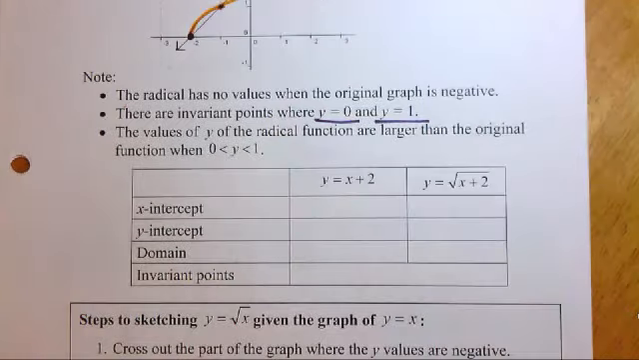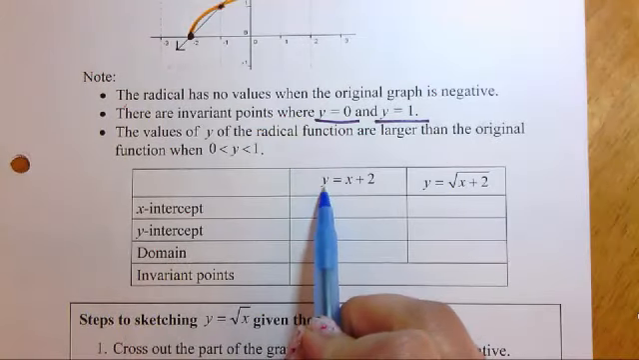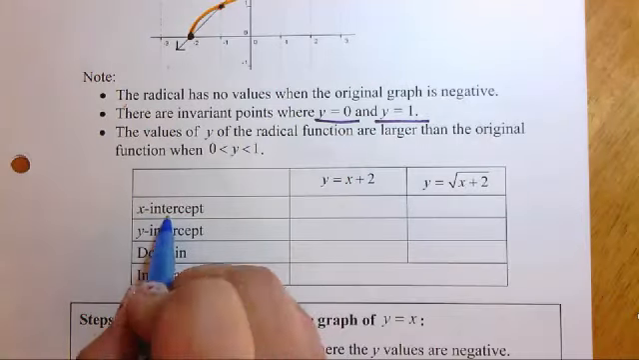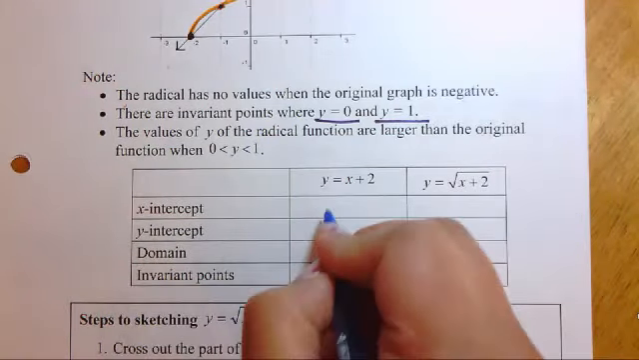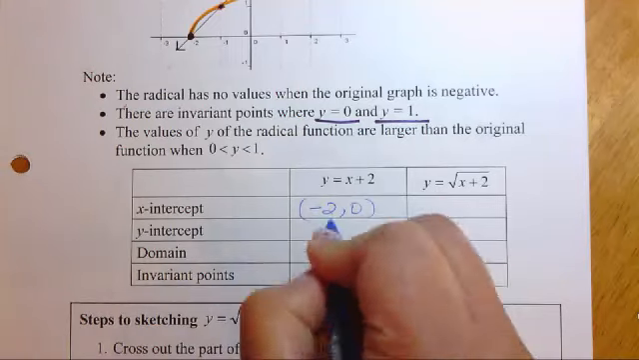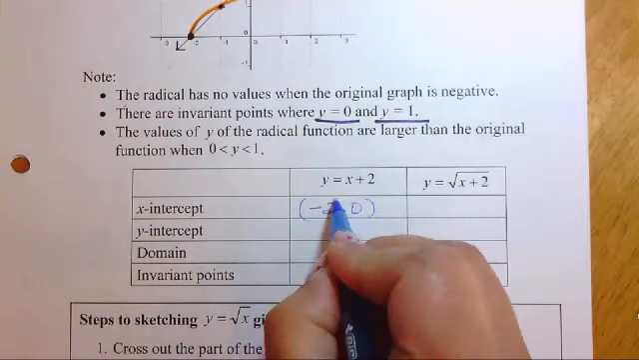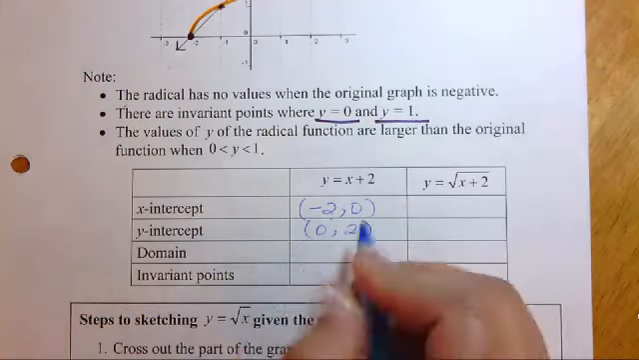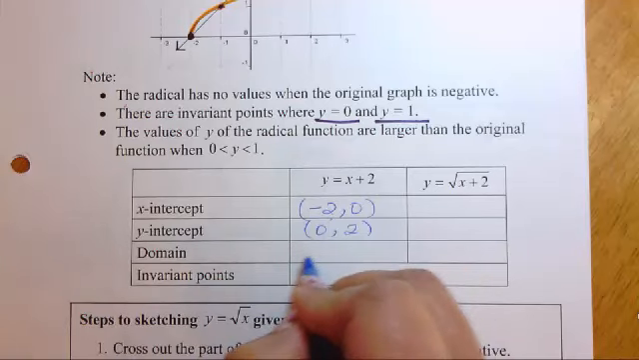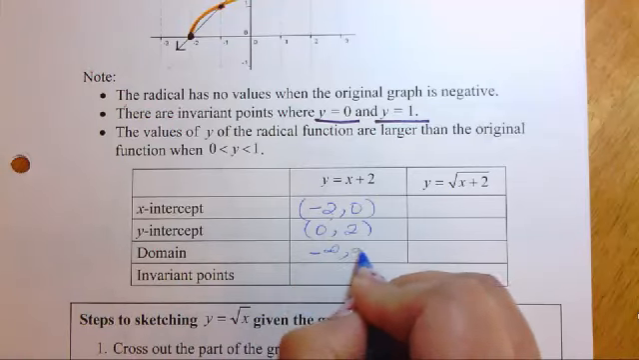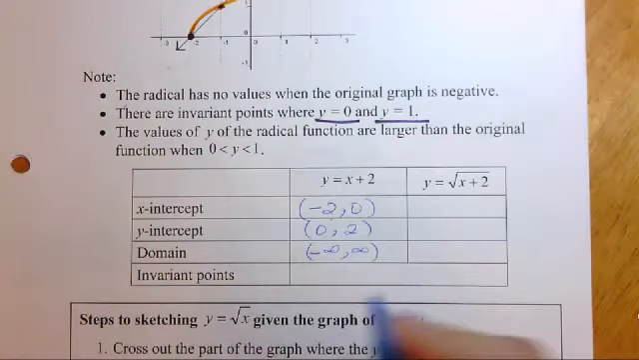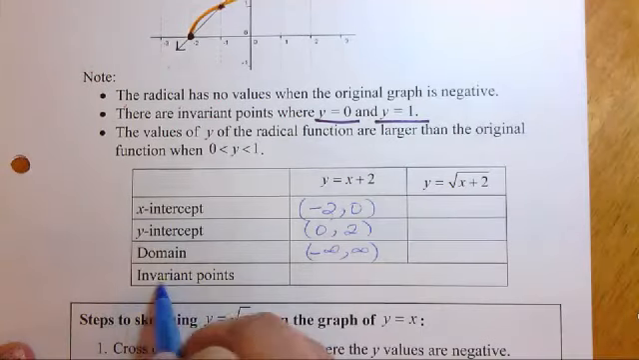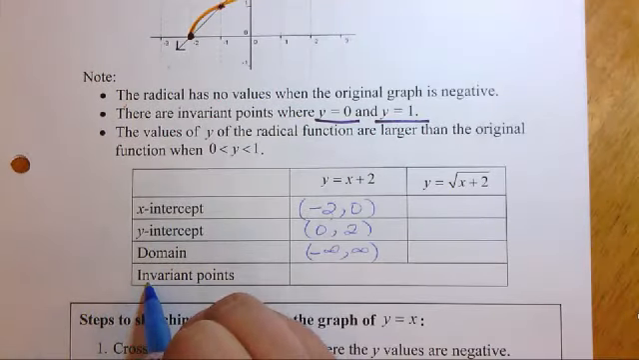Let's have a look at some important points of x plus 2 and compare it to the square root of x plus 2. The x-intercept of our linear function is -2, 0. The y-intercept of x plus 2 is 0, 2. The domain is x is an element of the real numbers, or you can write it as -infinity to +infinity. We'll talk about the invariant points in just a second. Those are points that don't change from one graph to another.